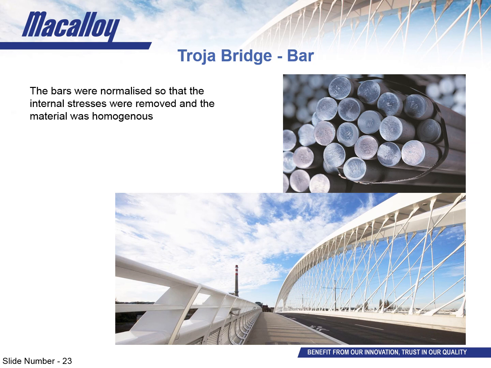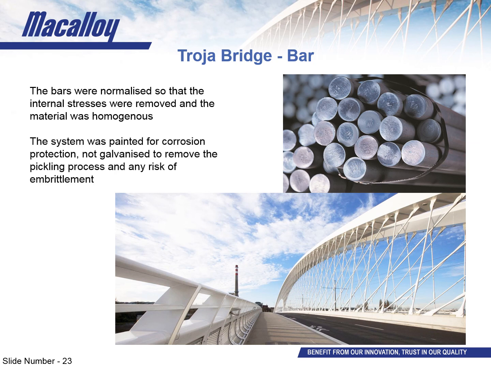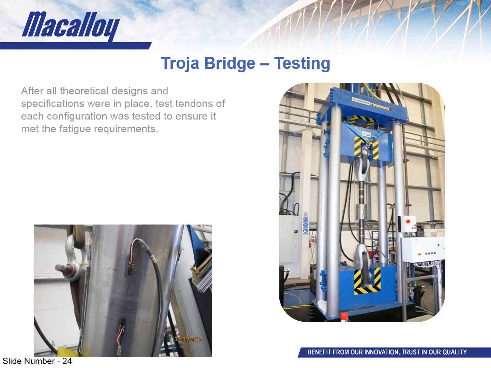And after the material went through that normalizing cycle, it was then tested to ensure that the process didn't take the mechanical properties below the specification, which it didn't. And finally, for the corrosion protection method, a paint system was adopted. So firstly, to avoid the pickling process so that the chance of hydrogen embrittlement was removed, and secondly, so that the aesthetics of the bars were in keeping with the rest of the structure, and the steelwork looked to be one architectural mass.